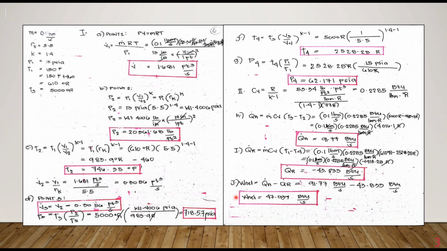And lastly, we're going to solve for G, the W net. So we are going to use this formula. W net is equal to QA minus QR. So 91.77 BTU per second minus 43.833 BTU per second. So we have the W net as 47.937 BTU per second.